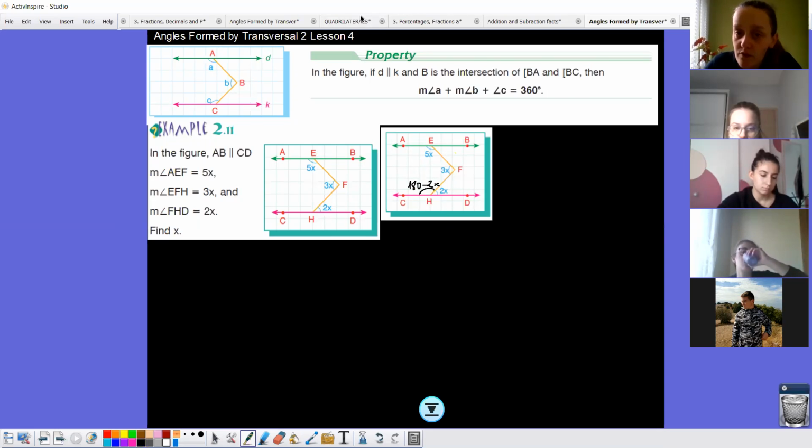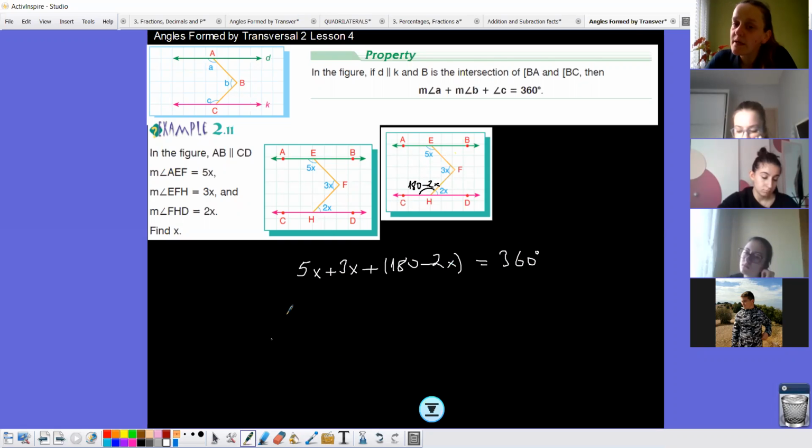Now, I know the property and I can write that 5x plus 3x plus 180 minus 2x is equal to 360. Yes? Let's see what will happen. We have 5x and 3x here. It will be 8x. And minus 2x, it will be 6x. Plus 180 is equal to 360.